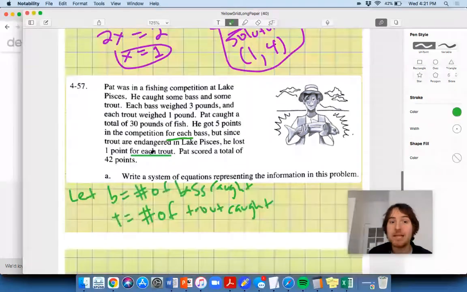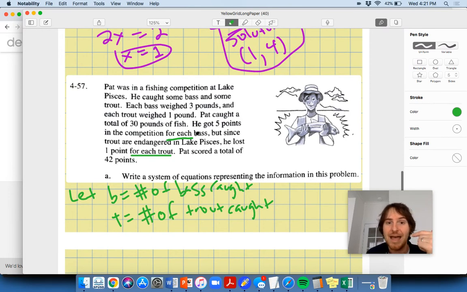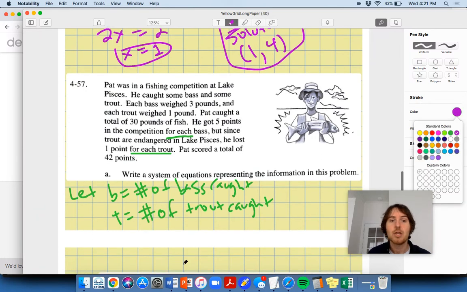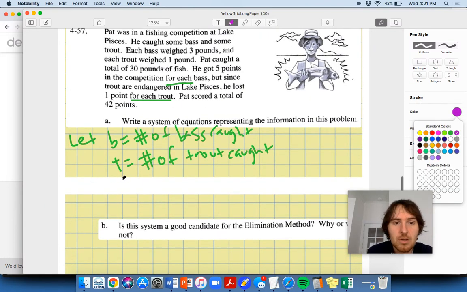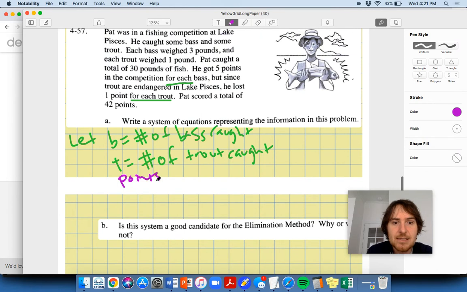Okay, I got 4 each here. He gets 5 points in the competition for each bass, and he loses 1 point for each trout, of which he scored a total of 42 points. So it looks like we're going to have a total points equation.